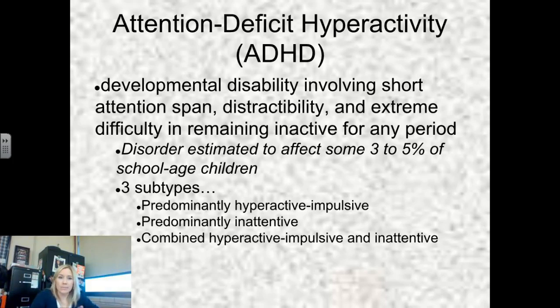Let's talk ADHD, okay? So this is when a person has a very short attention span, high distractibility, and extreme difficulty being able to maintain an inactive aspect of lifestyle for any kind of period. This is a very high percentage of individuals within the school age range. You can see anywhere from 3 to 5% of people that have been diagnosed with ADHD. It's possible to see multiple different subtypes of it. You can be predominantly hyperactive and impulsive, you could be predominantly inattentive, or you could be a combination of both of these.